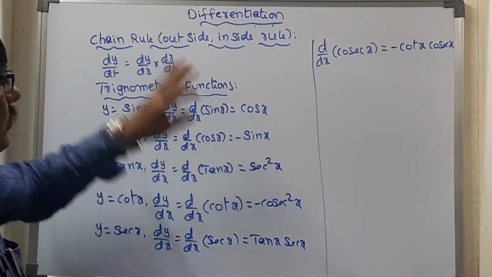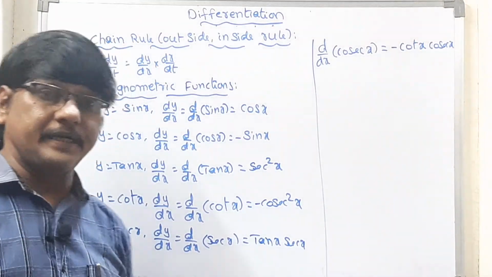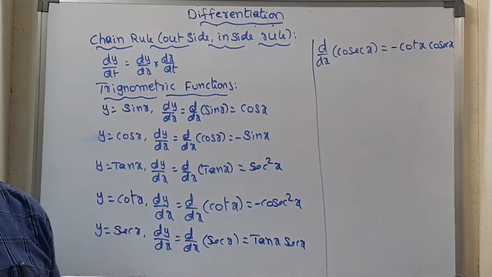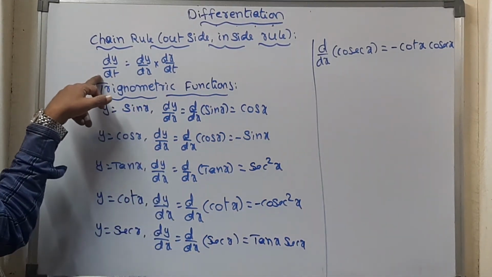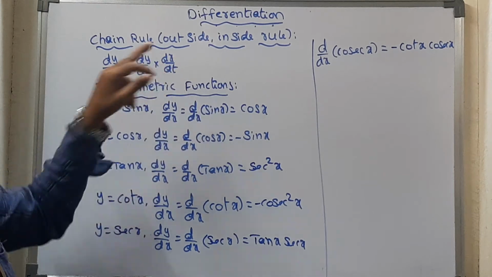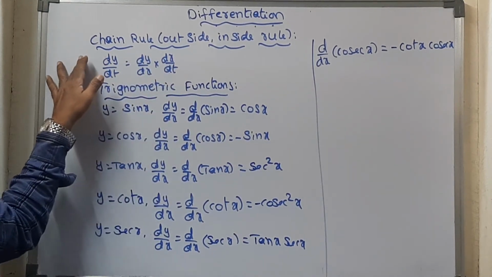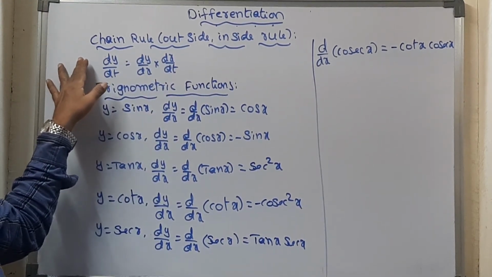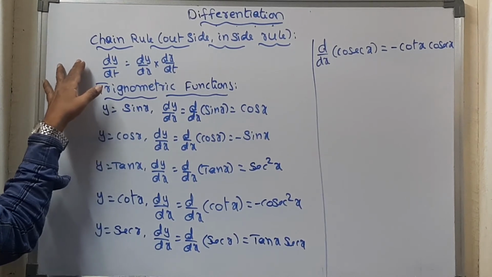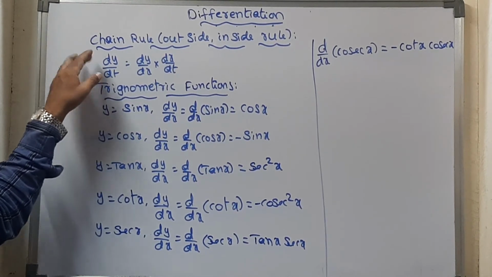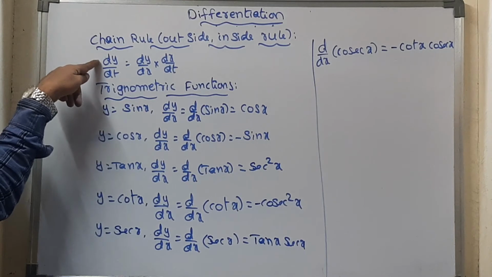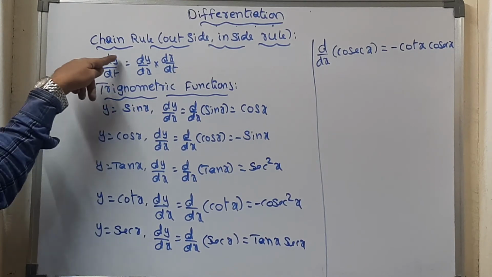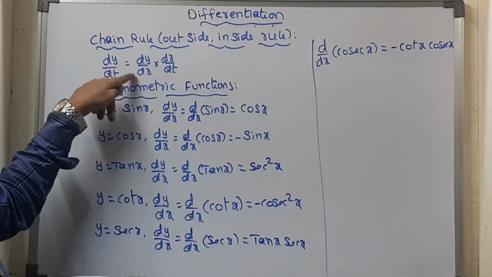So now let us see the remaining rules. This is the chain rule, which we can also call the outside-inside rule. In this one, dy by dt is equal to dy by dx into dx by dt. This is one of the very popular formulas. We will see numericals based on this in the next video. Dy by dt, differentiation of y with respect to t, can be written like this.